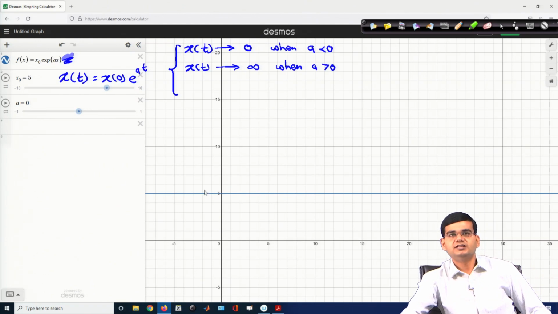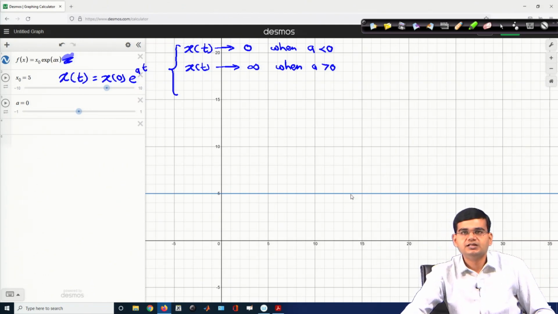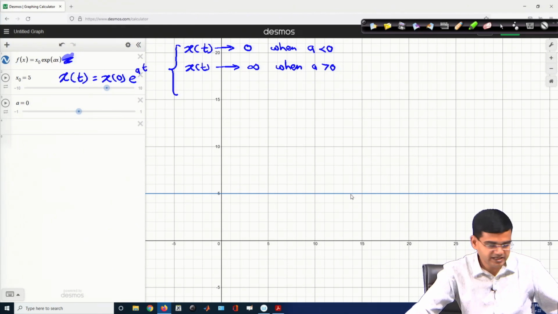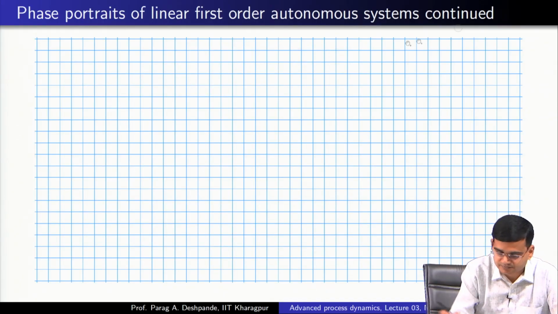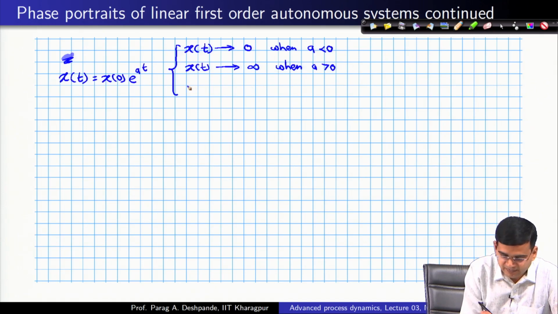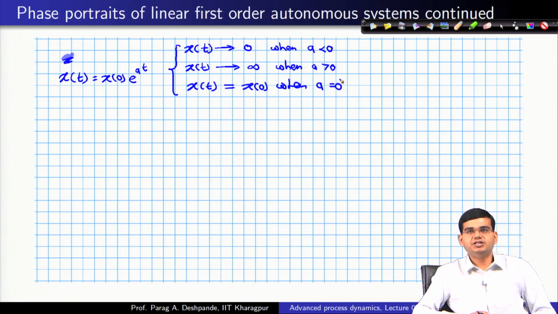You see here, there does not occur any change in the variable. So, therefore, when a is in fact equal to 0, x of t will be x of 0. Whatever may your initial condition be, the system will remain at that condition.